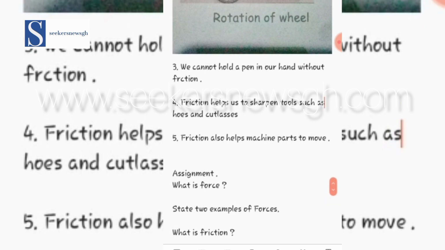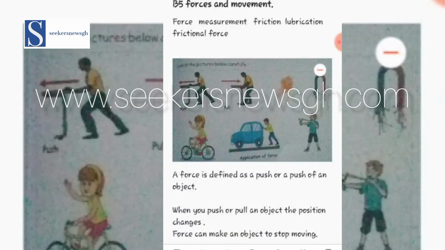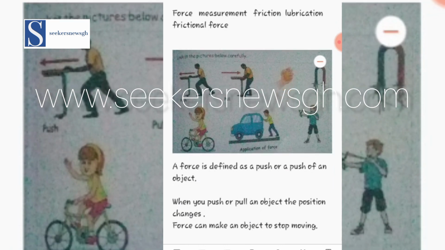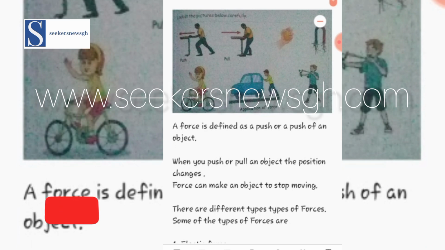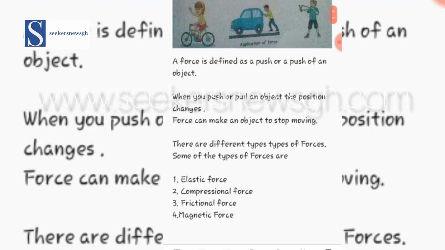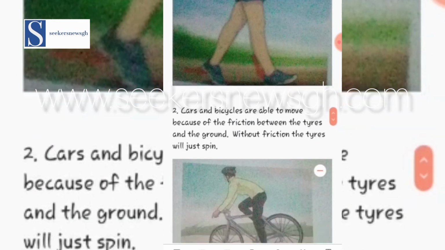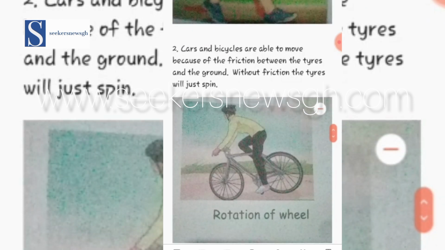Alright, let's try this. What is a force? State two examples of forces. What is friction? Alright, so in forces and movement today, we learned that a force is a push or pull of an object, and that when we push or pull an object, or when force is applied, it can make an object stop moving, or move, or change its position. We said we have elastic force, compressional force, frictional force, magnetic force, gravitational force, and many other types of forces. And we said frictional force is created when two surfaces move against each other when they are in contact. And so frictional force helps us to walk without falling, and bicycles or cars to move without slipping, or if not, they will spin in the air.